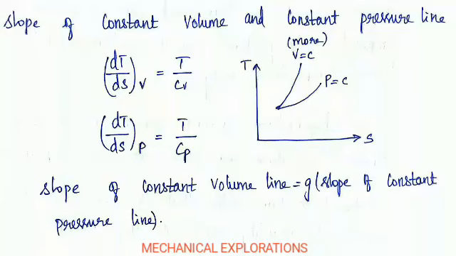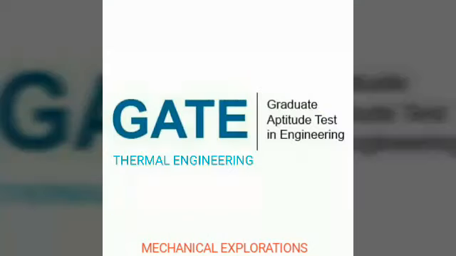Now the slope of the constant volume and constant pressure lines is given as, you can see in the curve, dT by dS at constant volume is T by Cv, for the specific volume. Now coming to constant pressure, dT by dS for constant P is T by Cp.